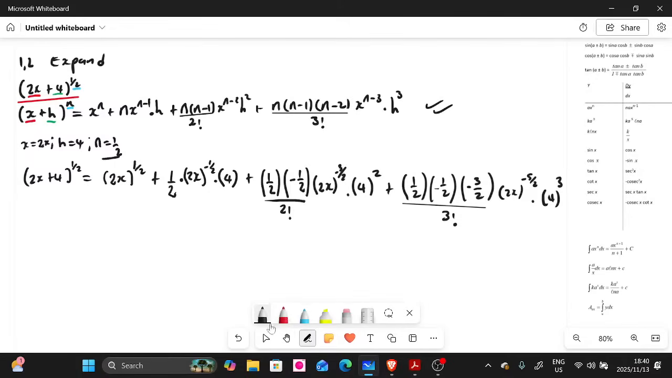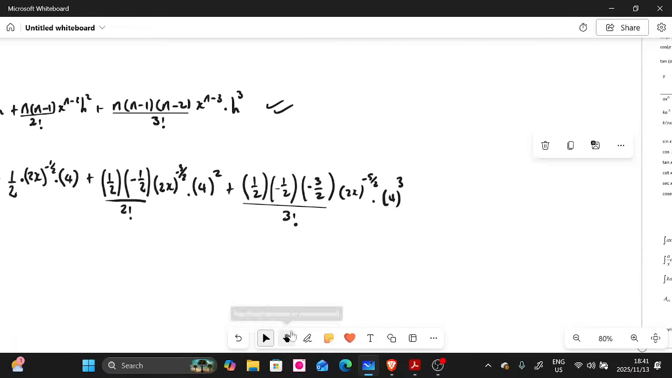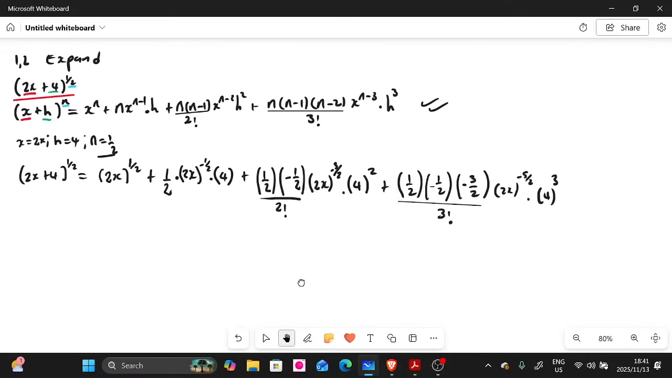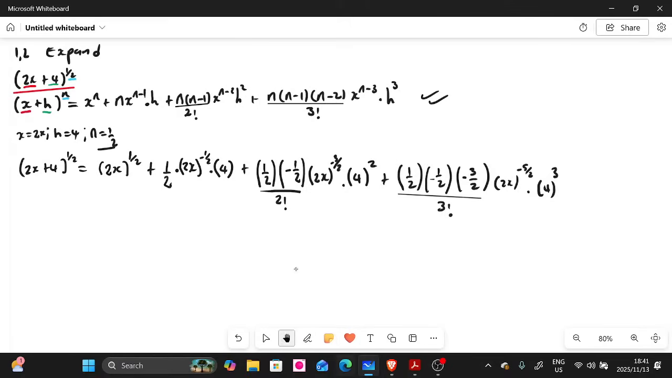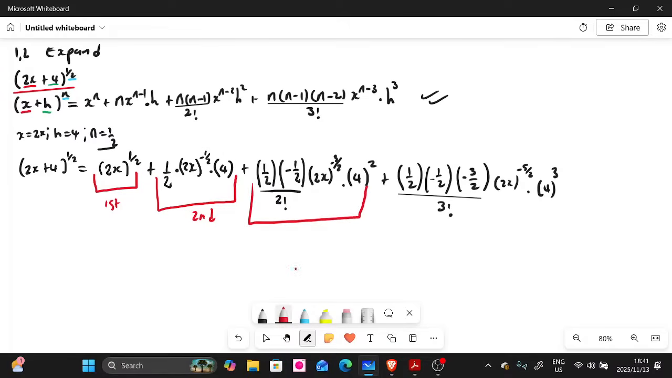Are we still together? Let's double check. There is our expansion, correct? Let's double check, guys. Let me highlight them here. This is the first term, right? This one here, first. This one is the second term, right? And that one there is the third term. Okay, and this one here is the fourth term, guys, right?